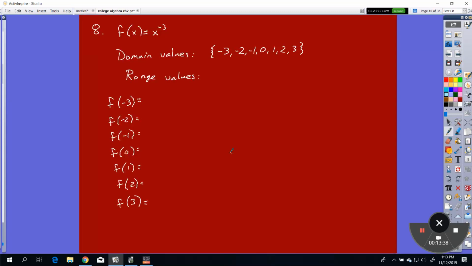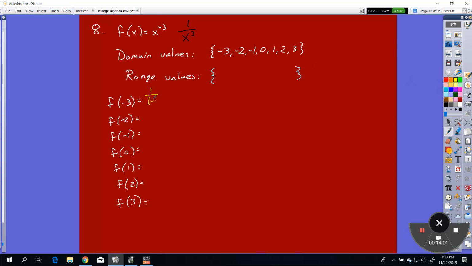Number 8. So number 8 says these are our domains. In other words, these are our inputs. What are the output values? So realize the first thing is that negative 3 means I flip this upside down. It's 1 over x cubed. So these are the values we're going to plug in for x.